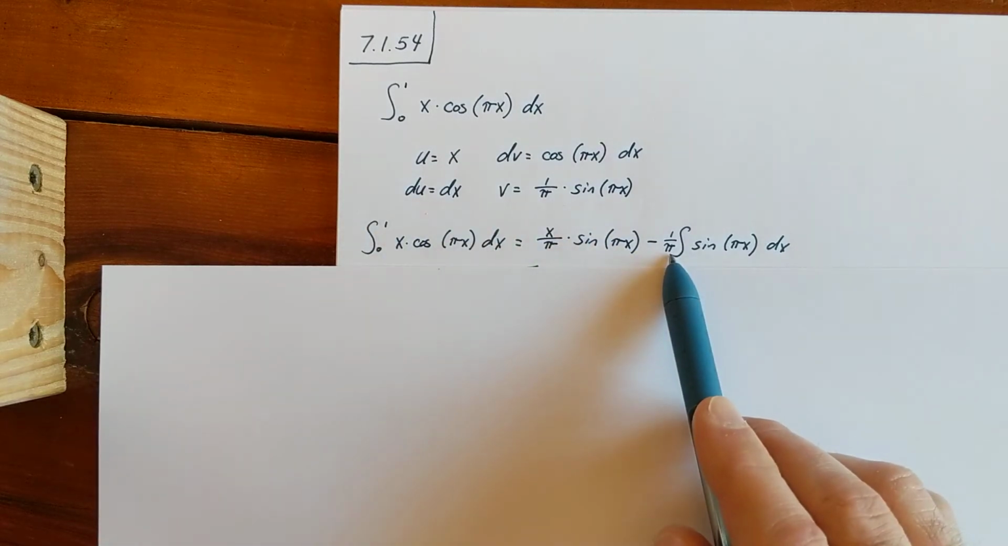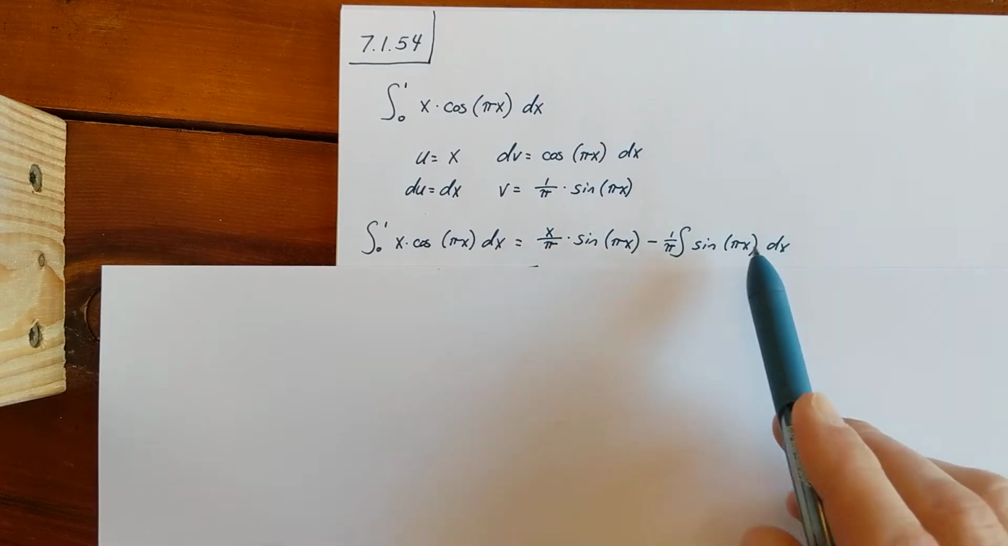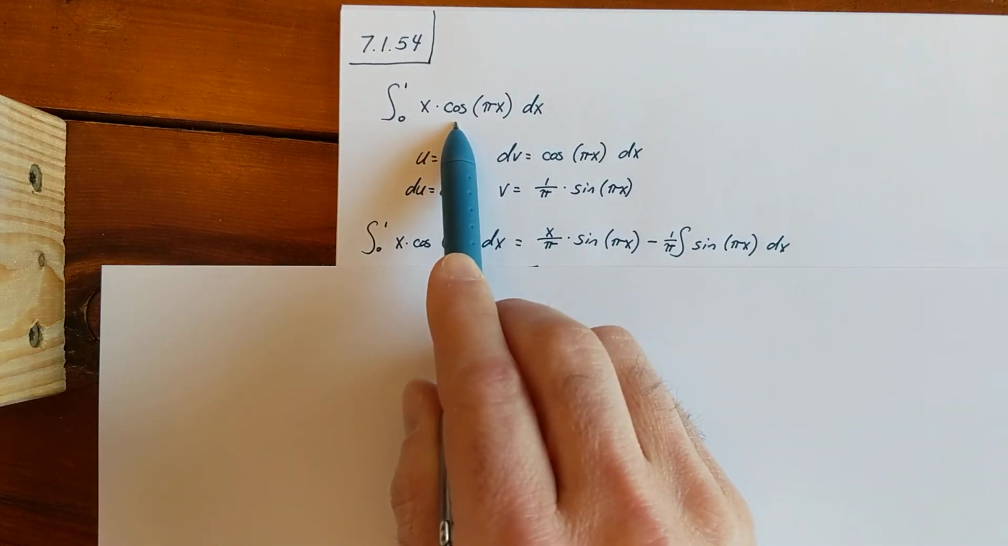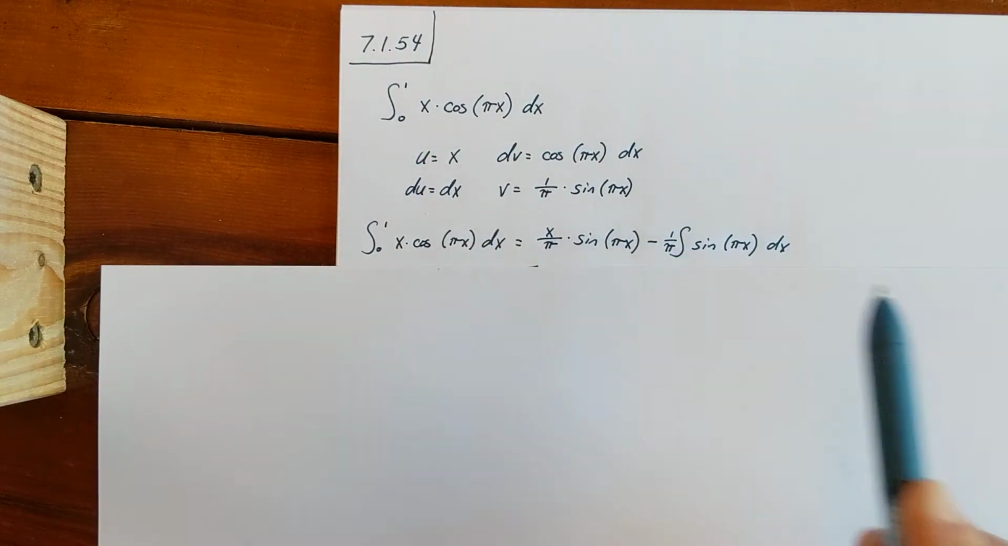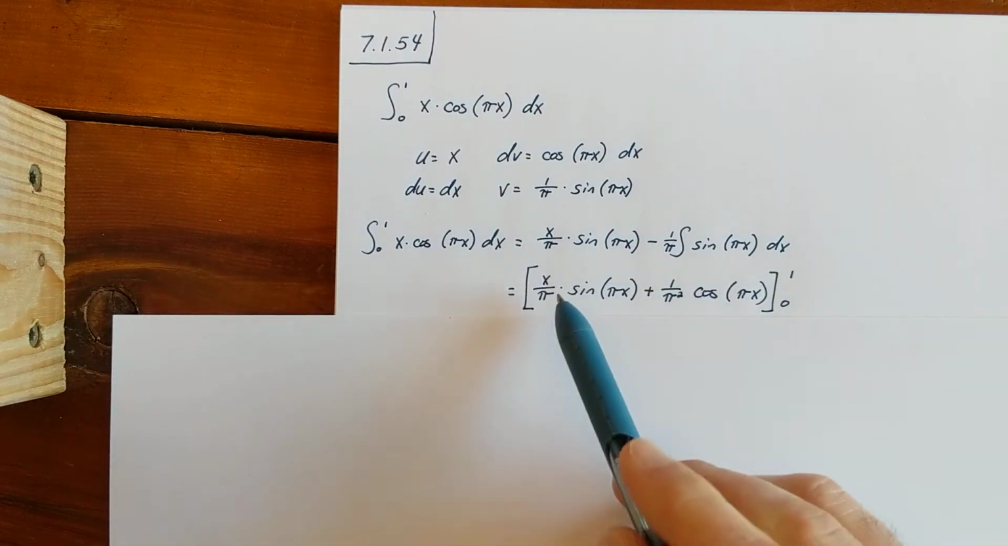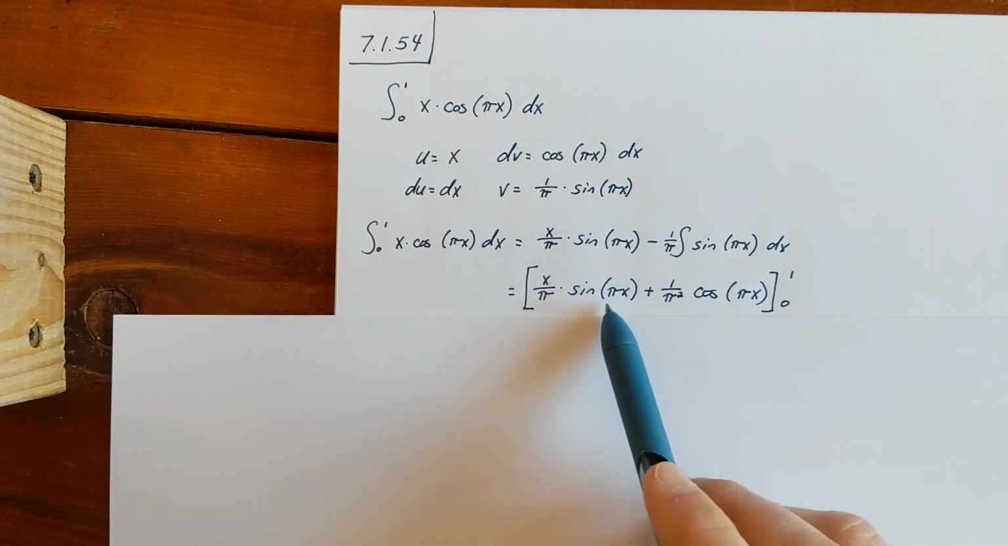So I pull the 1 over pi as a constant out in front of that integral, and then we've got sine of pi x dx. And that new integral definitely looks easier to evaluate than the original because the monomial, the x, is gone. So from here, we're in pretty good shape now. We take the original u times v and leave that alone.